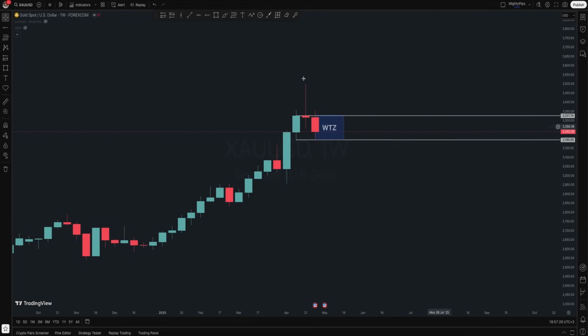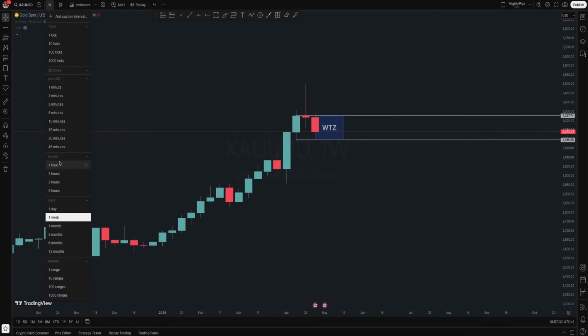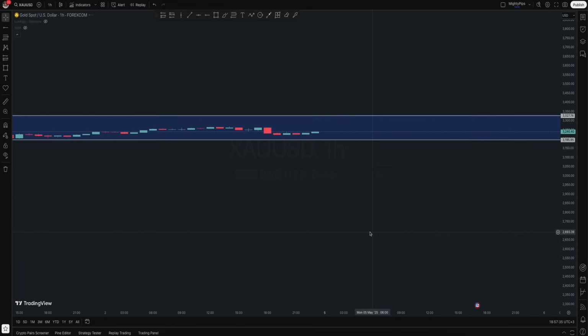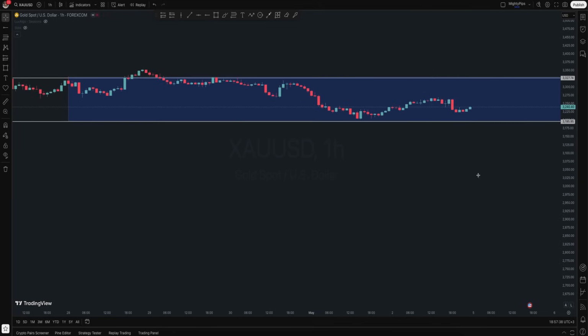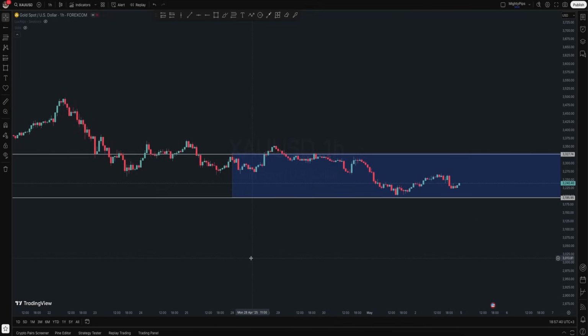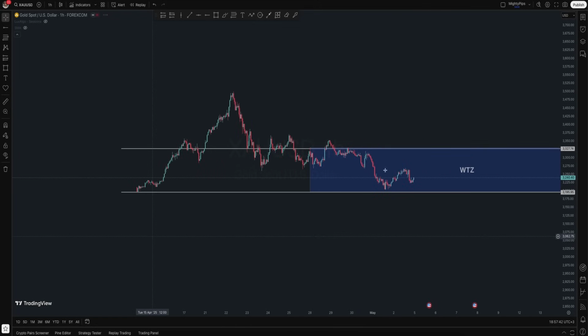We just name it weekly zone. So on a lower time frame, we go to the 1 hour chart, we see what gold has to offer and what we are expecting for gold. For gold, you can see that it has pulled inside of this zone, in this tradable zone.